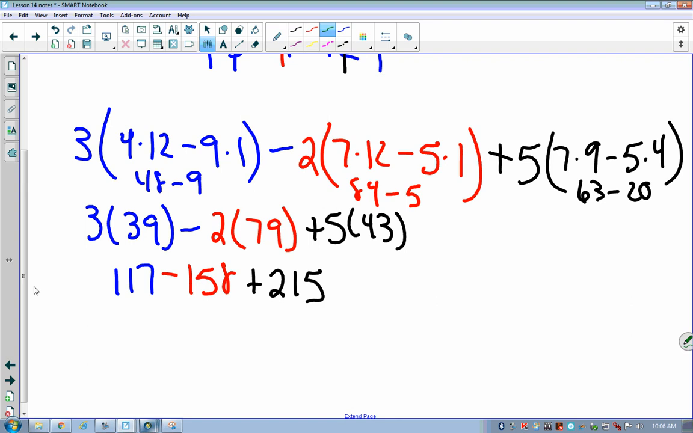I'm going to let you guys do that, because it's just subtraction and addition. You can plug it all in your calculator at one time. 174? All right, so 174 is the determinant of that matrix. Now, let's say I wanted to test this. I want to see if I'm right.